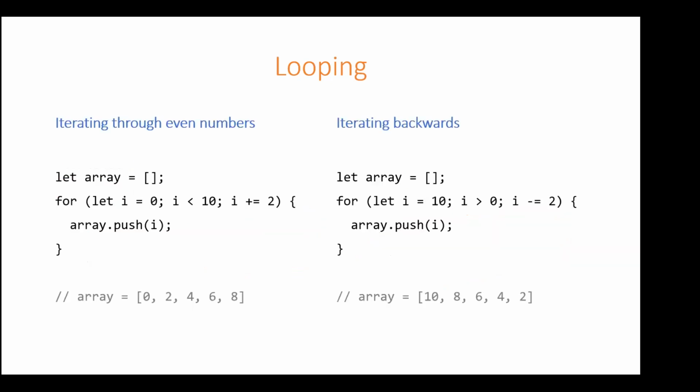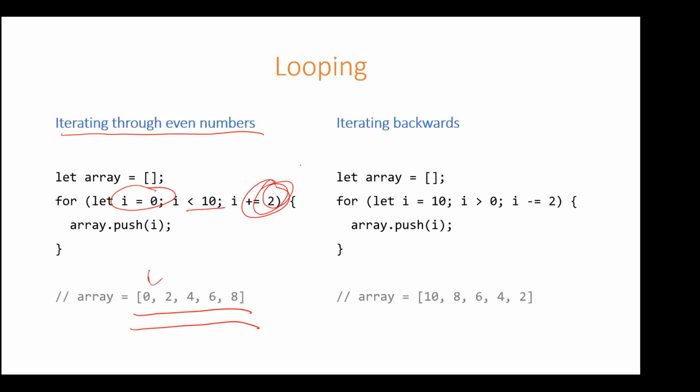So some examples of looping. Iterating through even numbers. Let's look at the for loop here. I initialize my loop variable to 0. I'll end the loop only when it's less than 10. And each time you run the loop, I increment it by 2. And then I push this loop variable inside this array. So at the end, you see that I've iterated through even numbers because I'm incrementing it by 2.